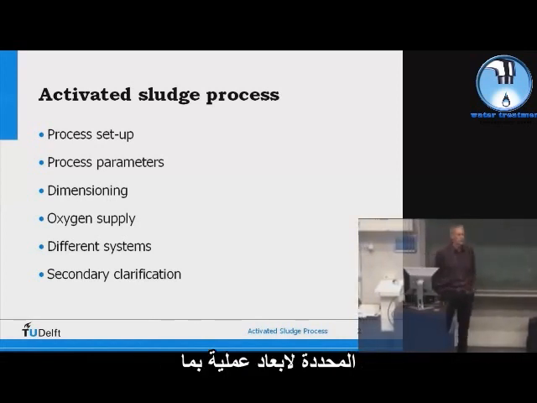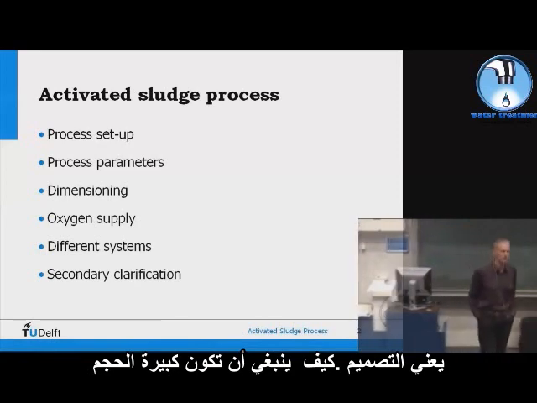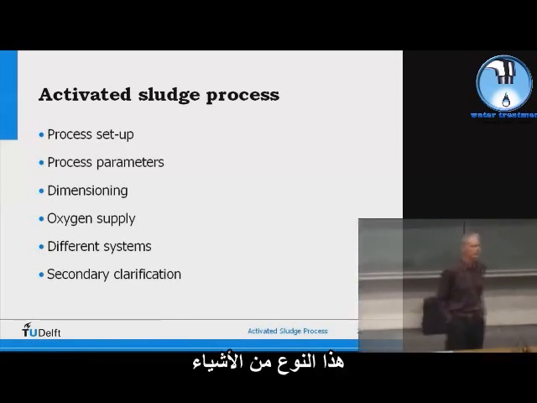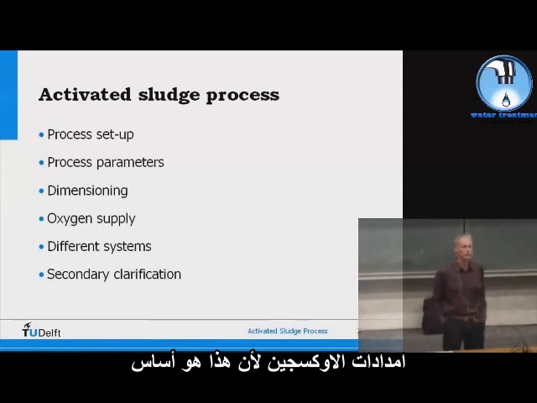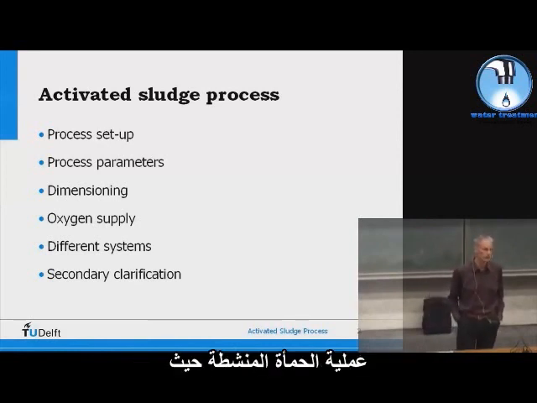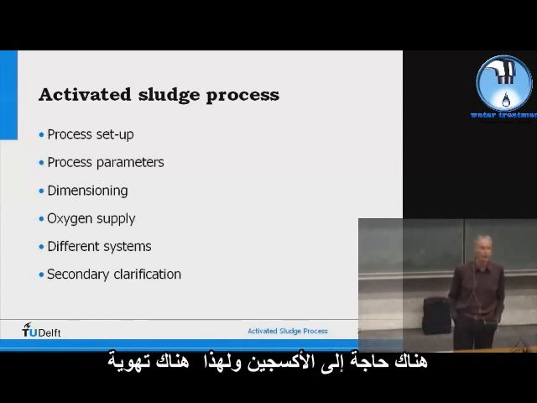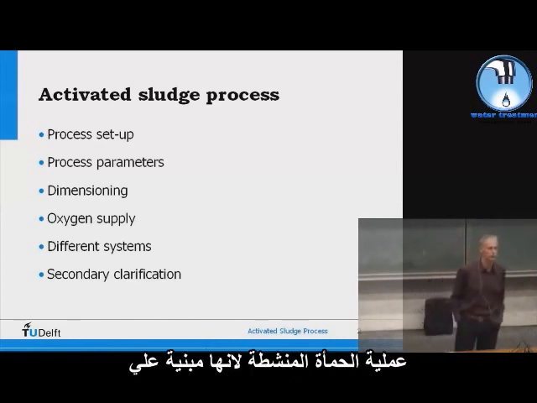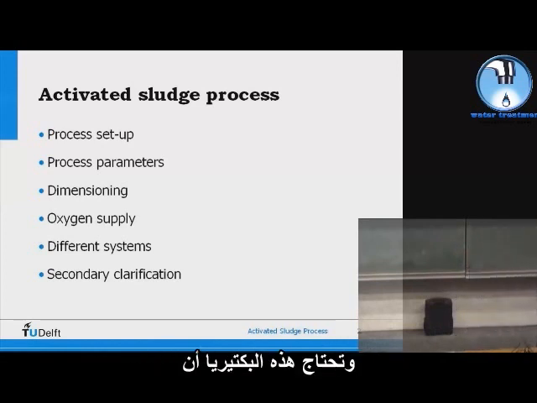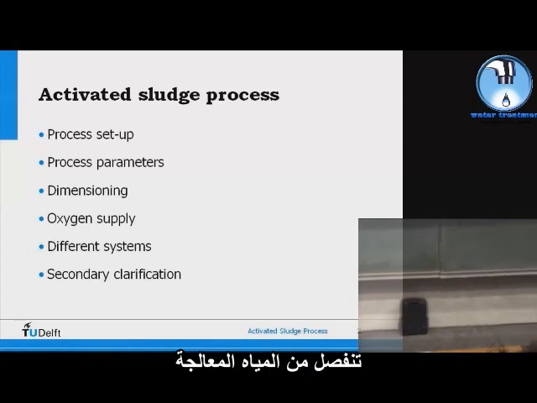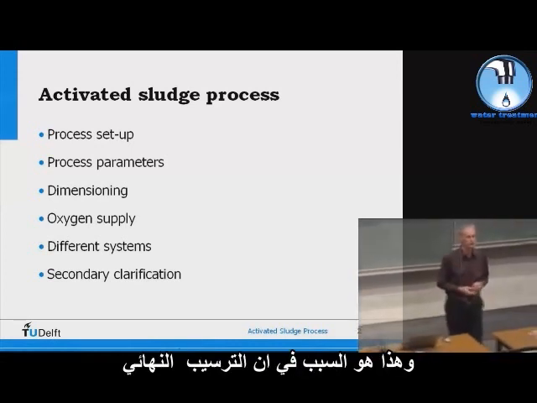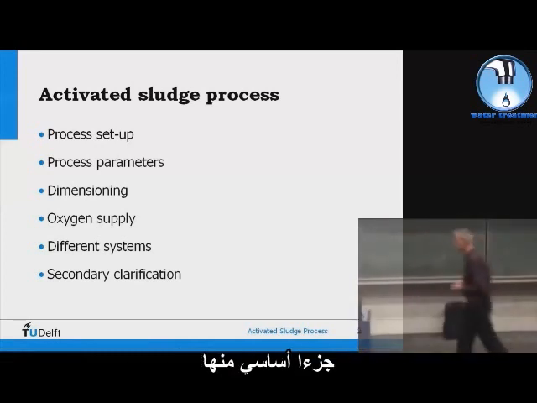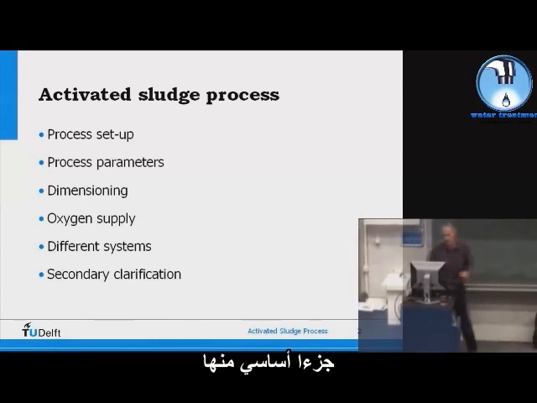Some process parameters, dimensioning, which means designing how big it should be, these kind of things. Oxygen supply, because that's the basics of the activated sludge process, that oxygen is needed. So there's aeration, and there are different systems, and clarification is very important, because the activated sludge process is based on a suspension of activated sludge bacteria, and these bacteria need to be separated from the water, the treated water. That's why the final clarification is a crucial part of it.